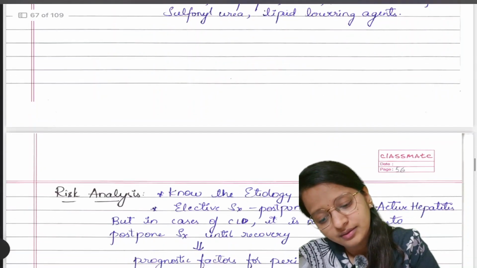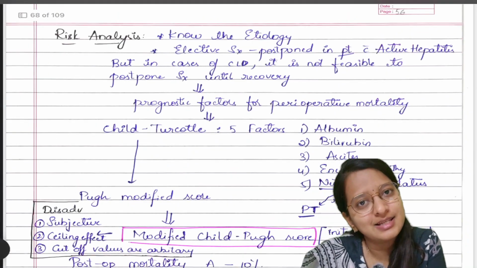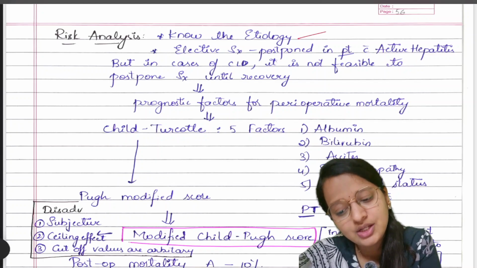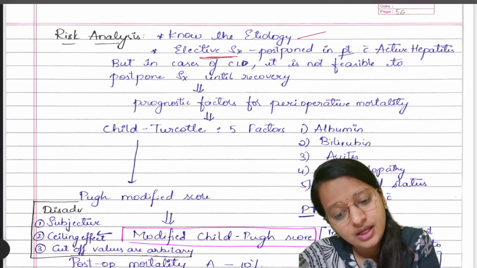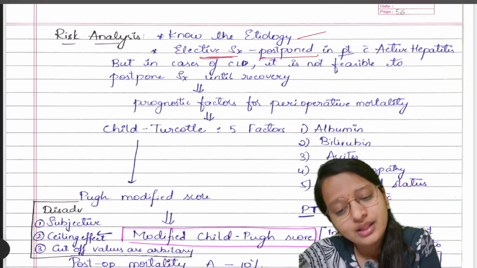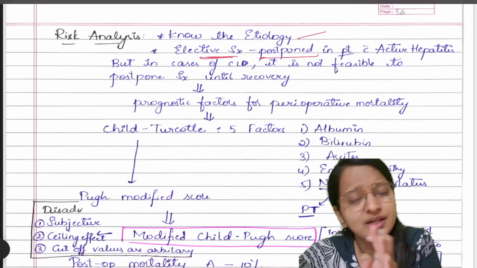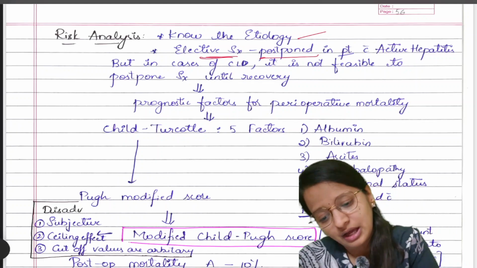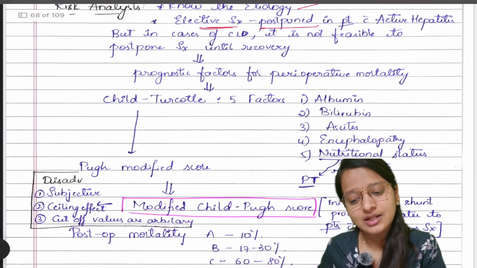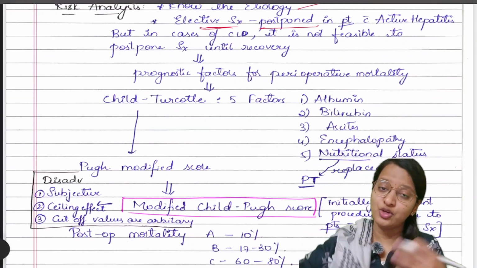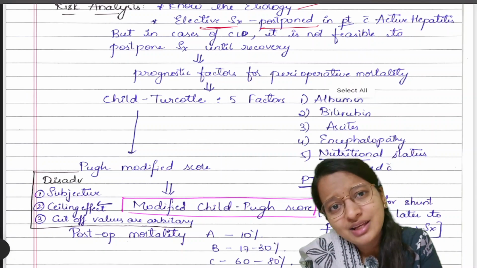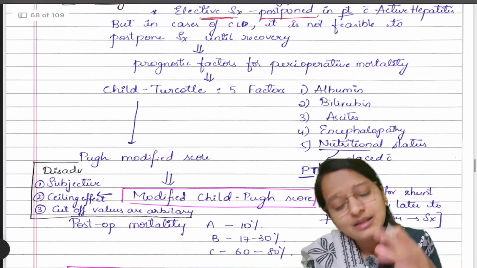Okay. So now I'll risk analyze the patient. First, I'll know the etiology. If it is an elective surgery, we'll postpone it in a patient with active hepatitis. If the patient is in a state of active hepatitis, I won't be doing an elective procedure now. But in cases of CLD, it is not feasible to postpone because the recovery is very much delayed. So, I'll see the prognostic factors.